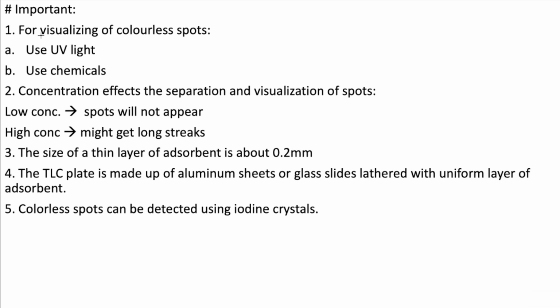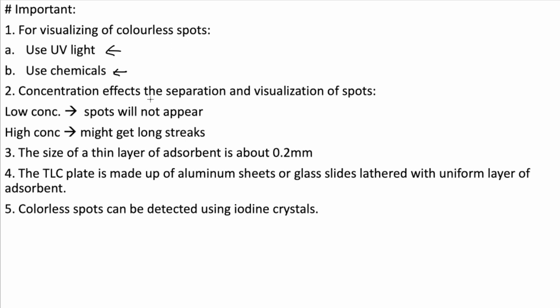Why is it so important? It is important for visualizing colorless spots. If the compound is not colored, you won't be able to use paper chromatography. In that case, you have to use TLC plates, and then you have to use UV light to see how much that spot has traveled. So ultraviolet light will be useful. And also you can use chemicals, because many papers might react with the chemical, right? But TLC plates are not going to react.